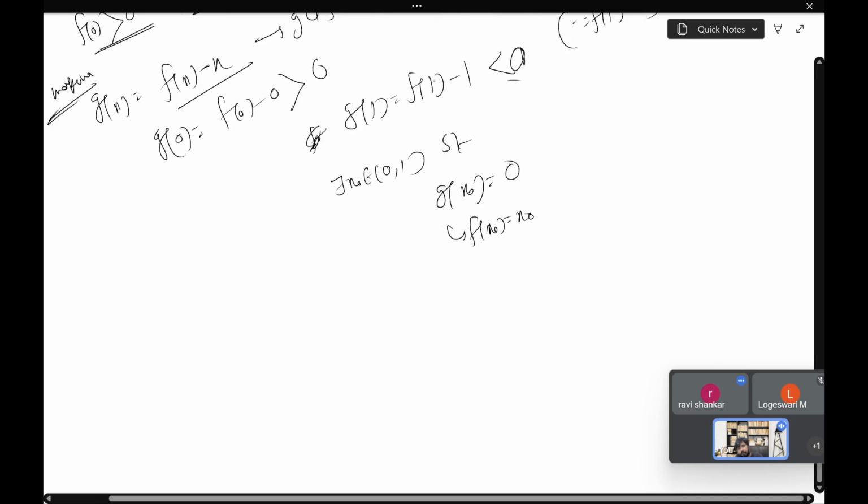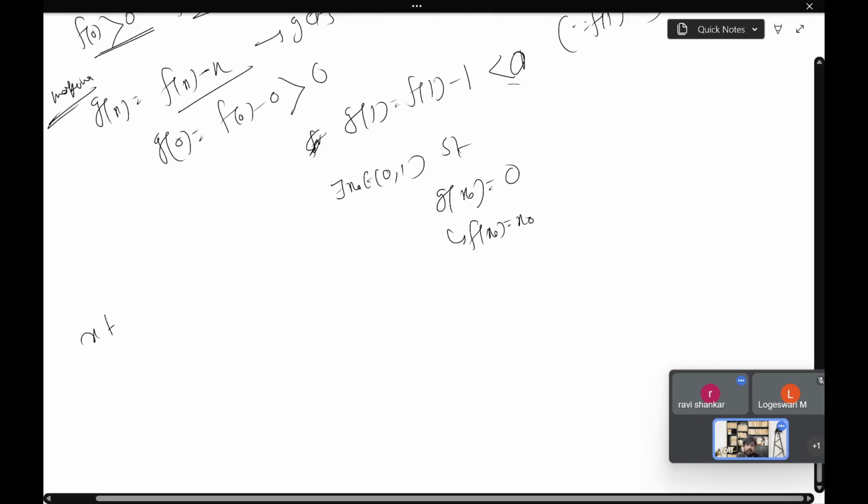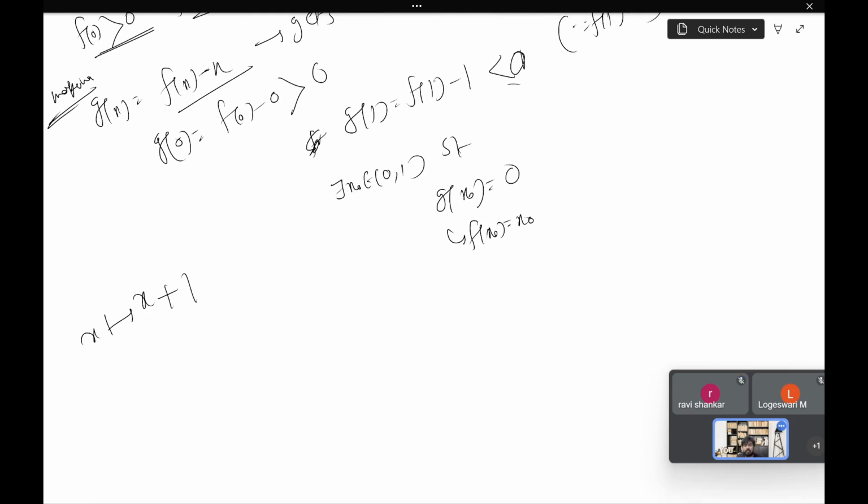For example, consider the map x goes to x plus 1. This function can't have any fixed point, right? I mean, obviously, the domain is R to R. So in general it may not have a fixed point, but in a particular situation it can happen. Understand?